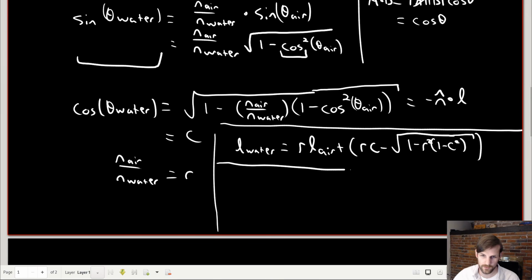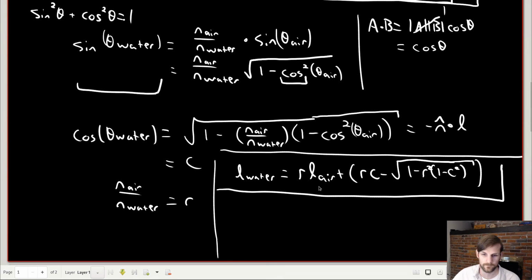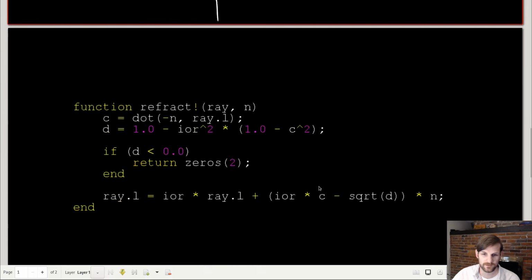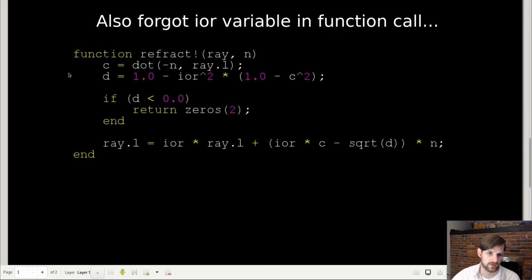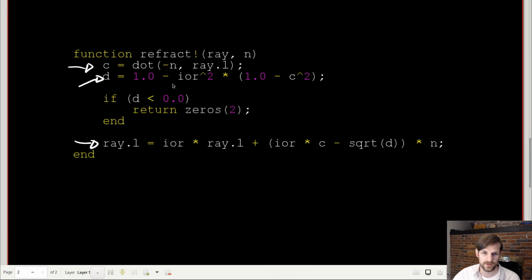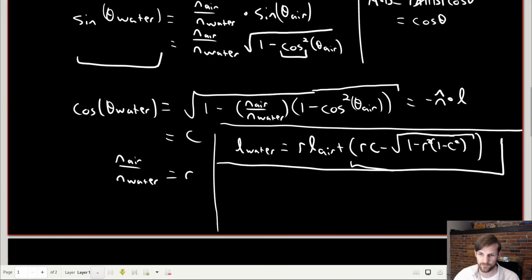And so that is the equation that we need to solve. Okay, so what does this look like in code? Well, it looks almost identical to what you would expect. We have C, and then we have D, and then we do Ray.L equal to the index of refraction times Ray.L plus the index of refraction times C minus square root of D, where D up here acts as this internal term for the parentheses.